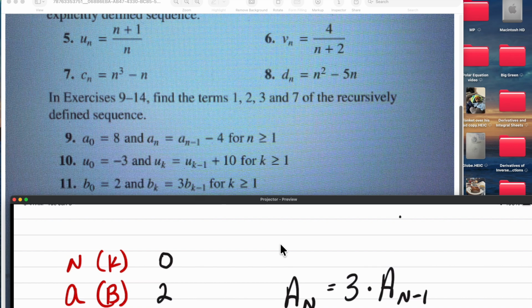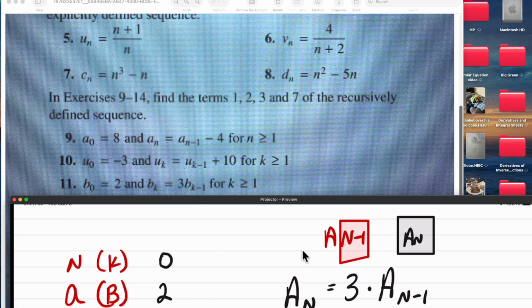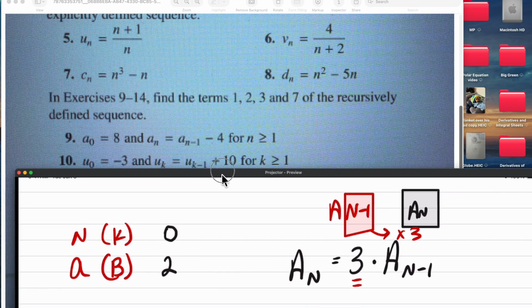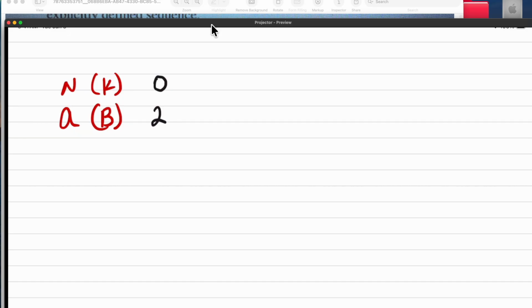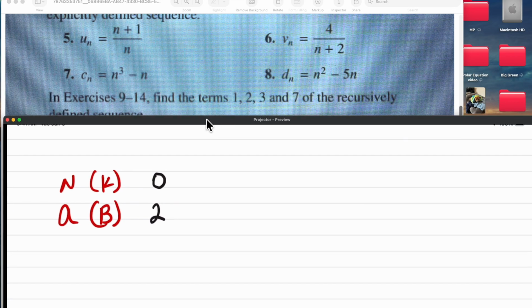Let's draw a box. If you're trying to get to the black box, A sub n, you go to the red box, the recursive neighbor to the left, that's A at the n minus 1 position. And how do you get from red to black? You multiply by 3. So the recursive formula gives you your R value, just like it gave us the D value when we did arithmetic sequences.